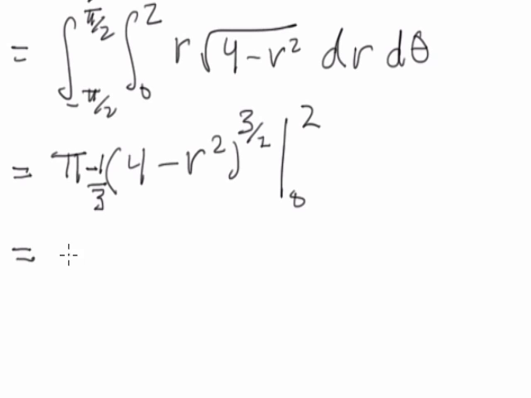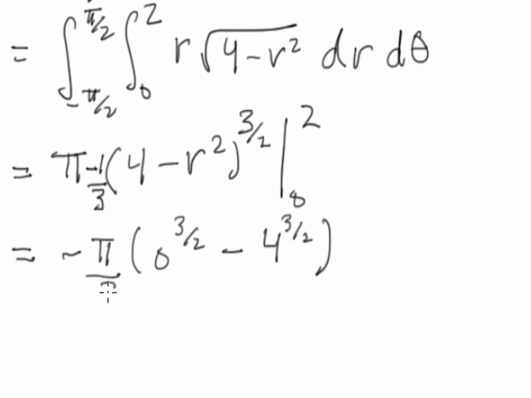Okay, so we get minus pi times, and then when we plug in r equals 2, we get 4 minus 2 squared, which is 0 to the 3 halves. So 0 to the 3 halves. And then minus, when we plug in r equals 0, we get 4 minus 0, which is 4 to the 3 halves. So 4 to the 3 halves. And then there's that factor 1/3.